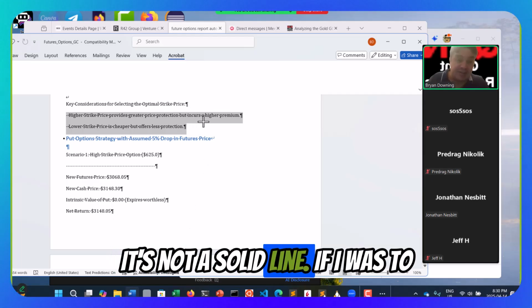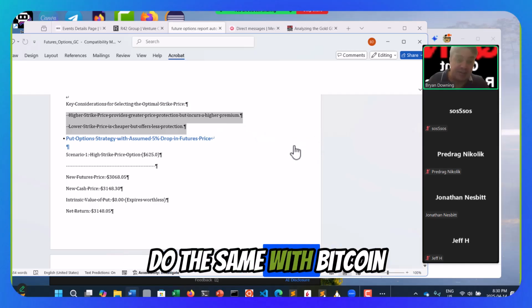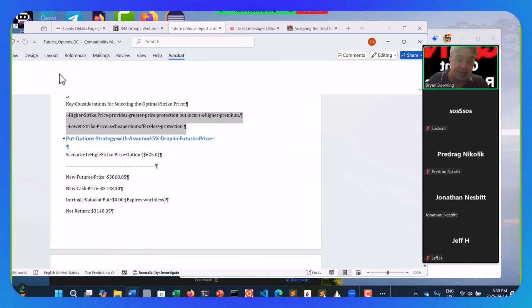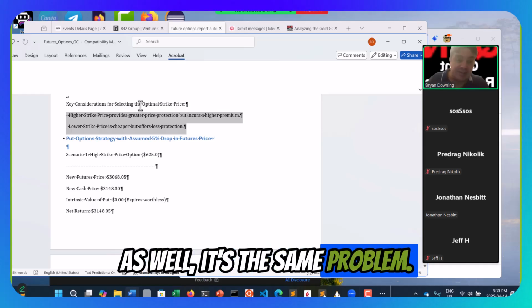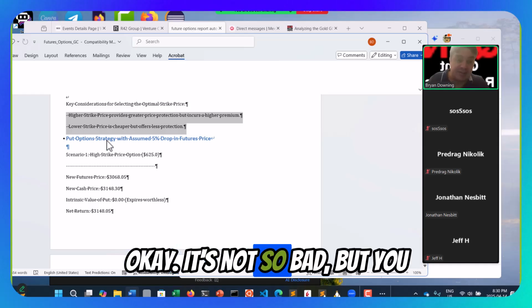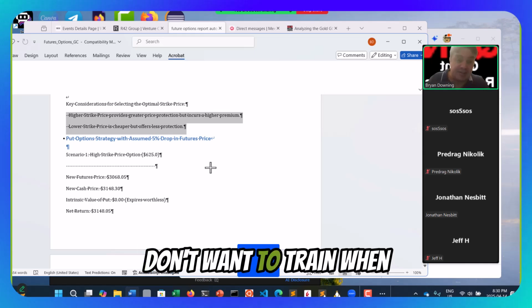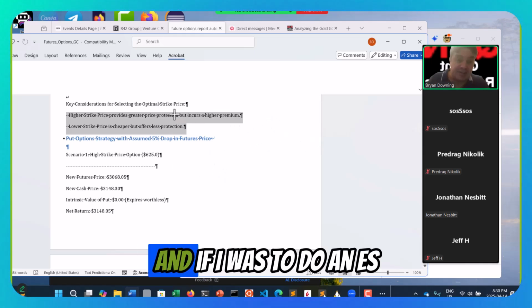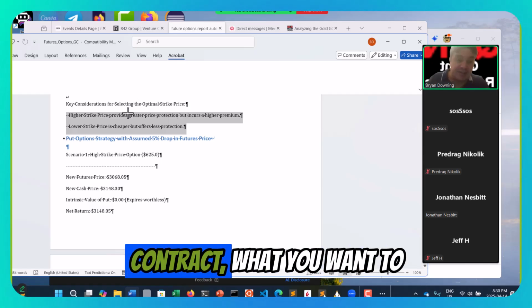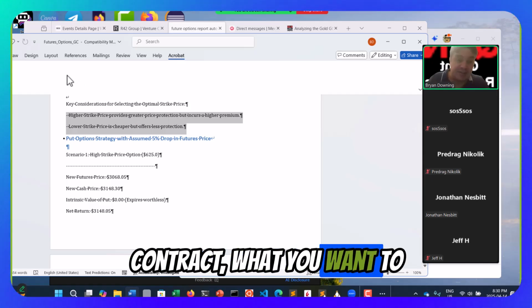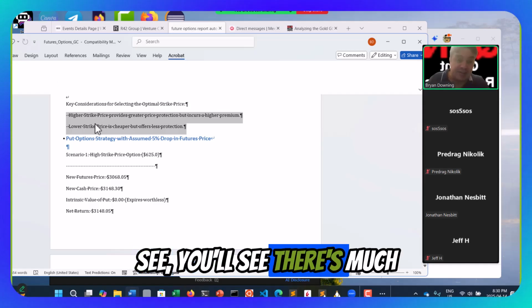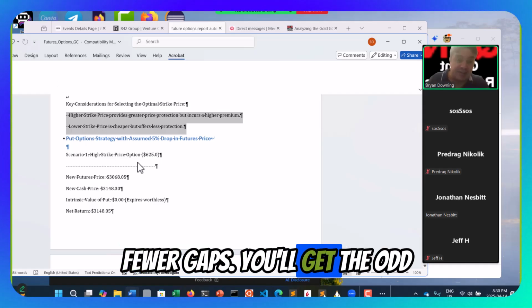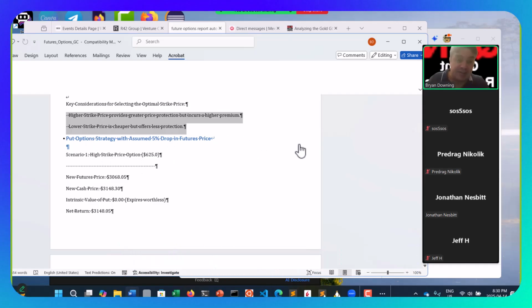It's not a solid line. If I was to do the same with Bitcoin as well, it's the same problem. Okay, it's not so bad, but you see there's more gaps. You don't want to trade when there's gaps. And if I was to do an ES contract, what you want to see, you can see there's much fewer gaps. You'll get the odd one, but that's at 1 hour.